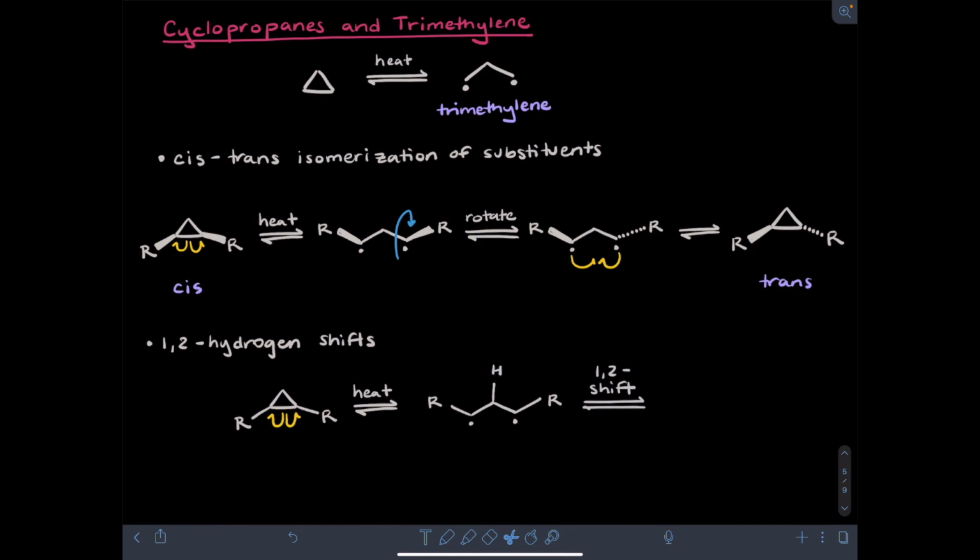From here, a 1,2 hydrogen shift could occur. So I'm considering the radical position as 1 and the hydrogen being present at the 2 position. This rearrangement is going to generate a new carbon-hydrogen bond, and it's going to generate an alkene.